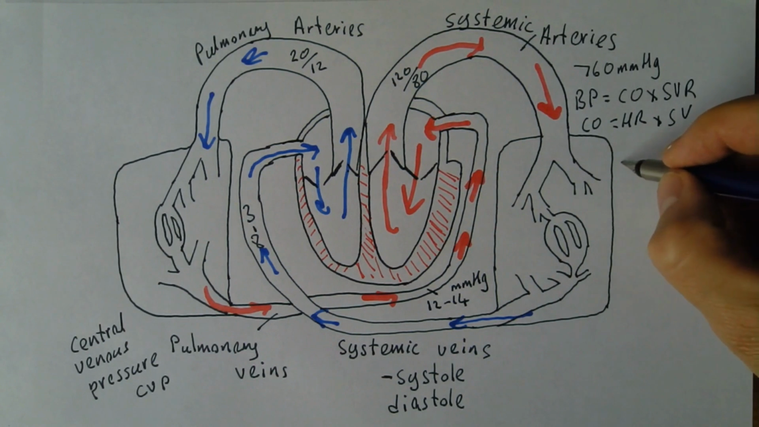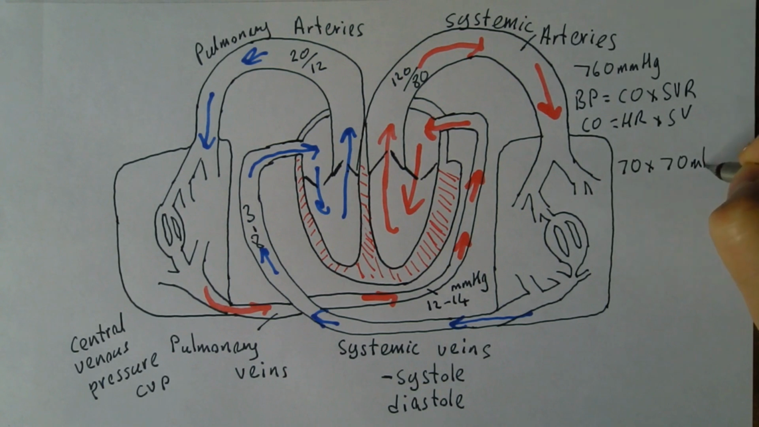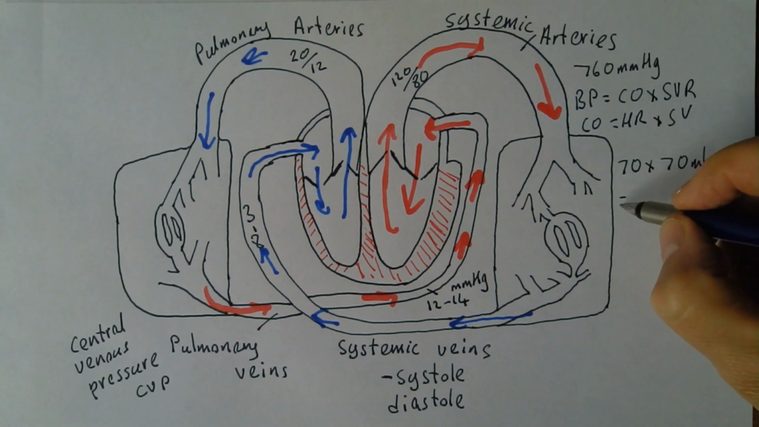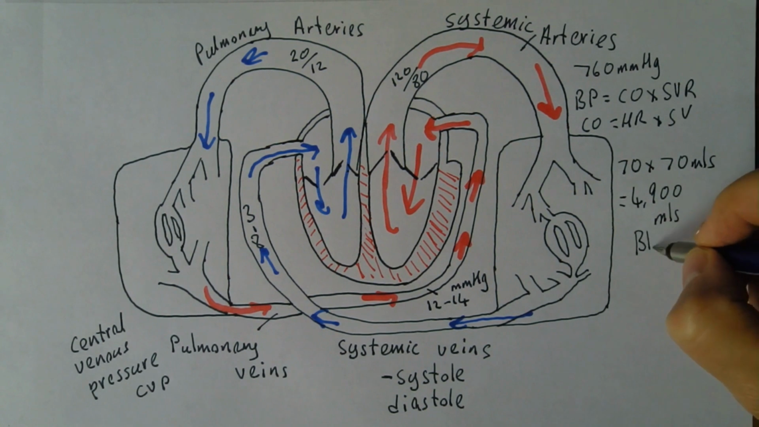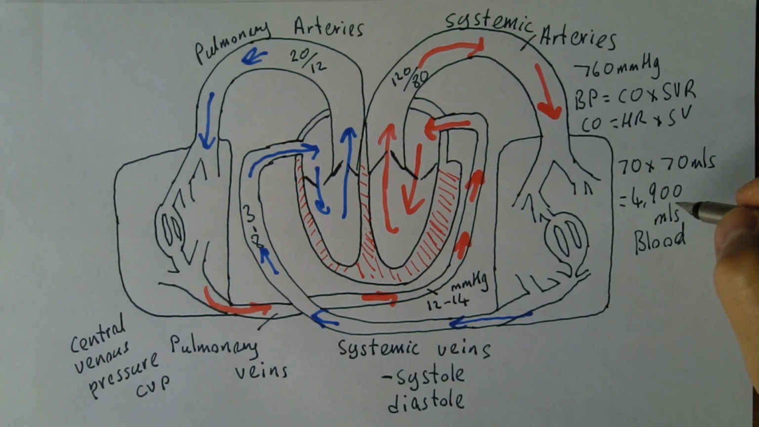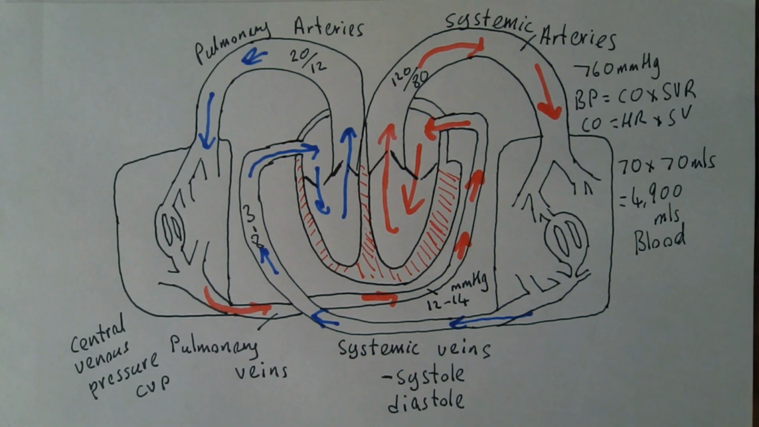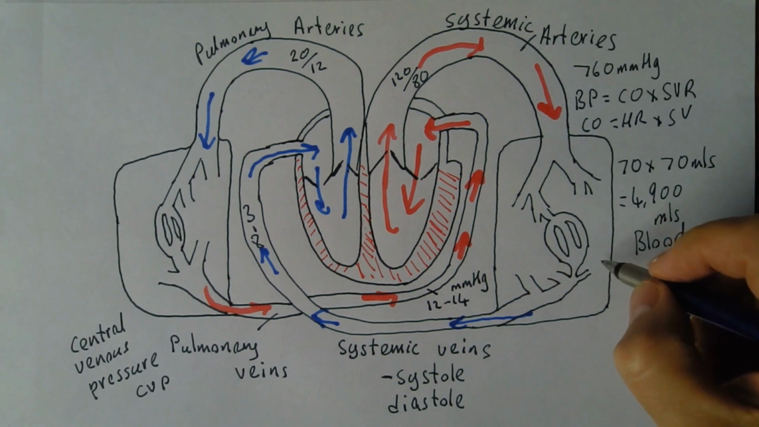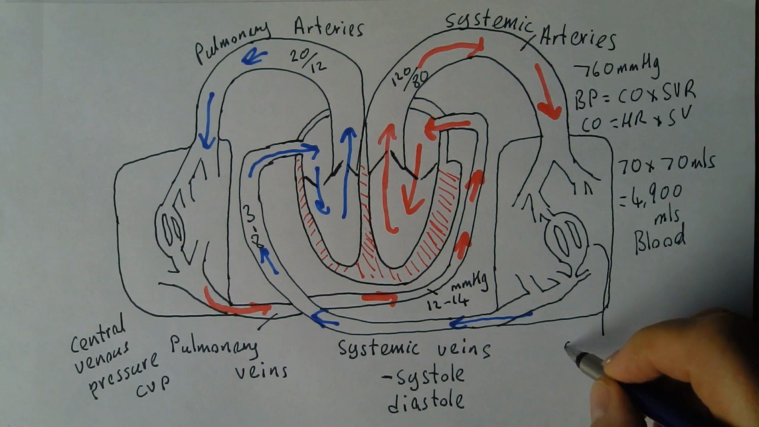And that works out at about 70 beats per minute times 70 mils, which is what the stroke volume is. So that gives us about 4,900 mils of blood pumped out per minute. And that actually is, give or take, 5 litres of blood pumped into the systemic circulation. And that's pretty well the whole volume of blood being pumped. So all of this here represents the systemic circulation.